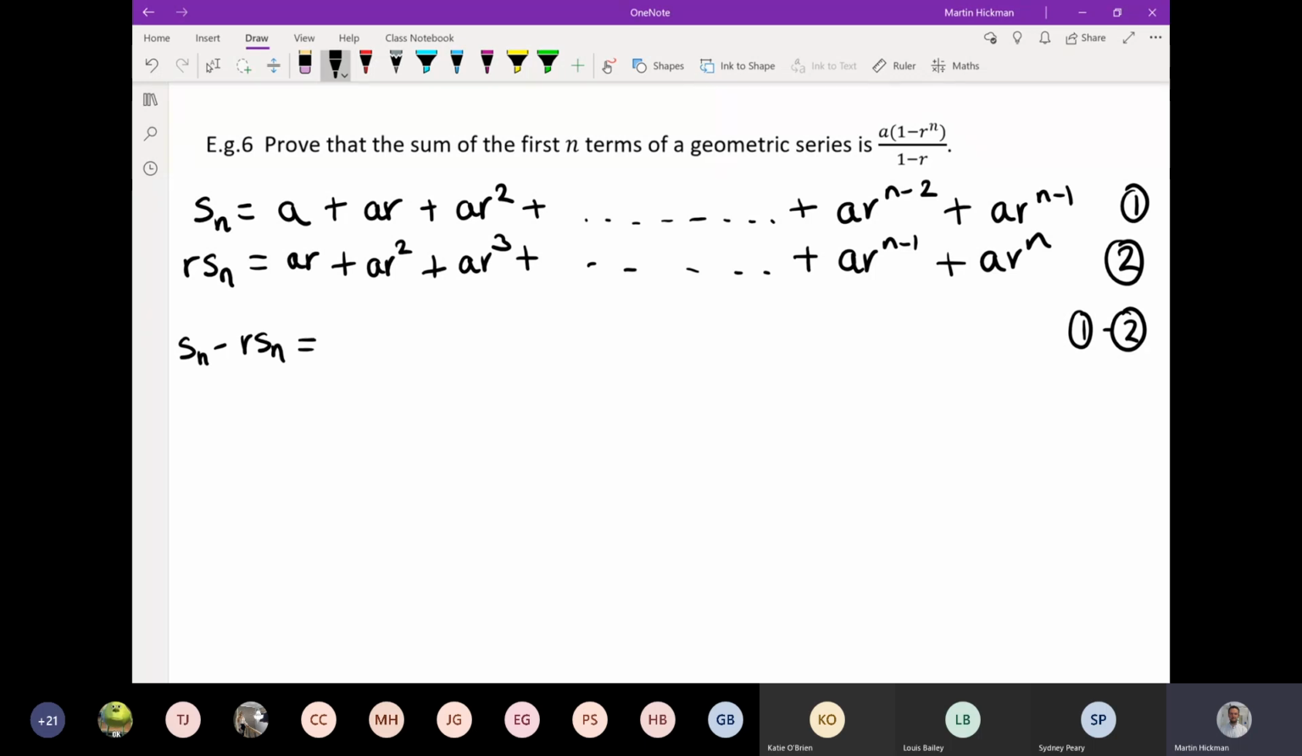The reason why I'm going to do that is hopefully we can see that if I look at the top line, I've got an AR there and an AR there, so they're going to cancel. The AR squareds are going to cancel. I've also got an AR cubed, which cancels with this AR cubed. The AR to the power of n minus 2 also cancels with the third before last term of the sequence Sn. And these AR to the power of n minus 1s cancel as well. So all this leaves me with is A take away AR to the power of n.